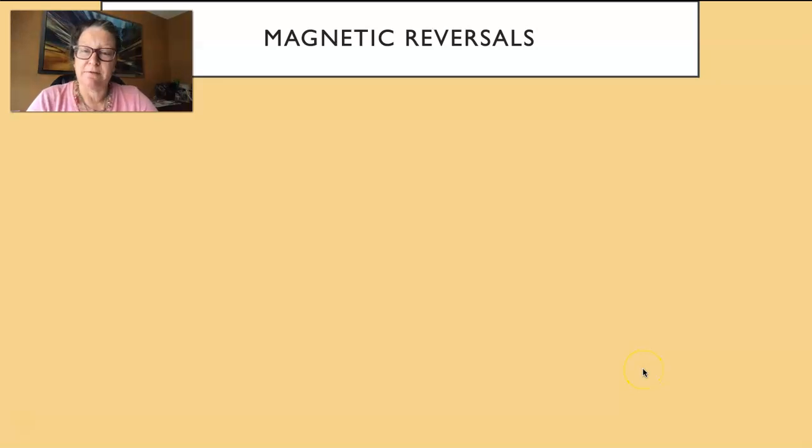Continuing where we left off. Whether you're north of the equator or south of the equator, your compass needle still points north because your compass needle has a south end and that is attracted to a north pole, right? Opposites attract when it comes to magnets.